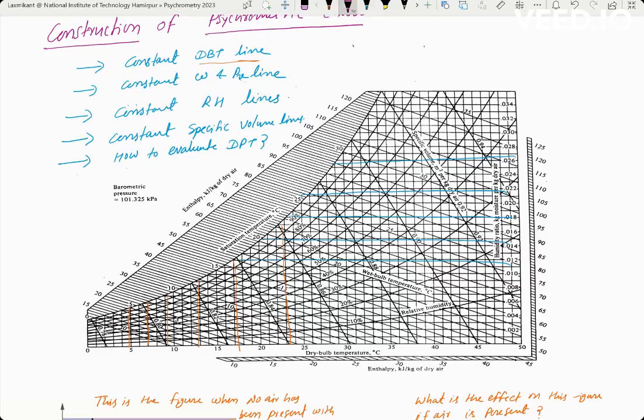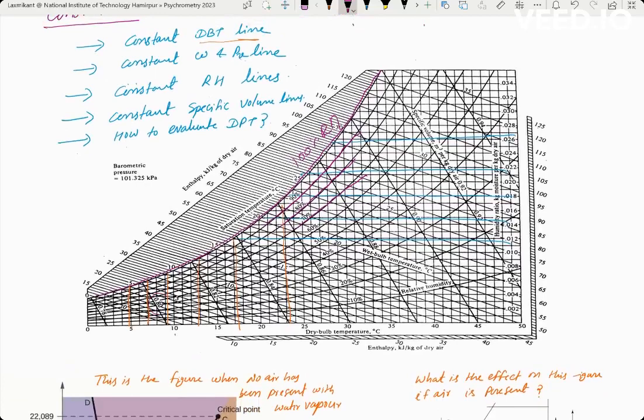The constant RH lines are curves in nature. This is the RH line. The behavior of the RH line is like this: 100% RH line, then a 90% RH line, 80% RH line, and 70% RH line. These are the nature of the relative humidity lines. And the constant specific volume lines, you can see here, this is the 0.80 specific volume line, 0.82, 0.84, 0.86. These lines are inclined lines. So how do we draw these lines in the psychrometric chart? This is the objective of today's lecture.